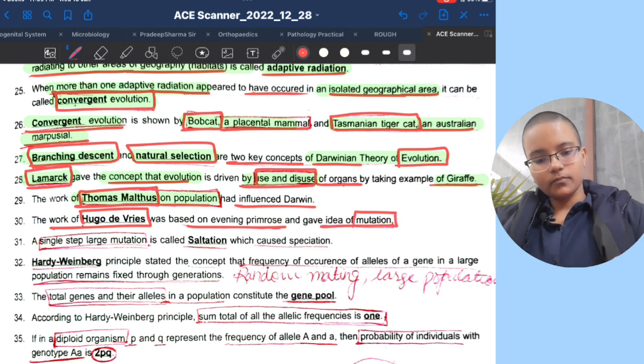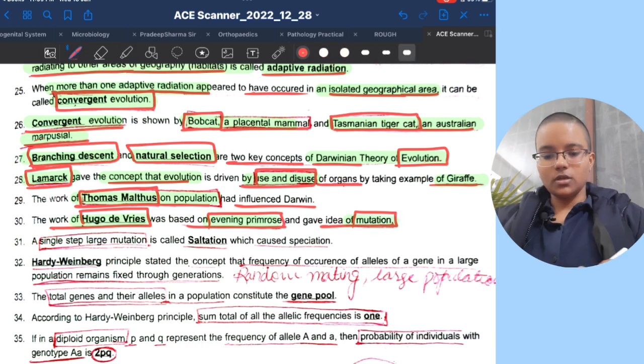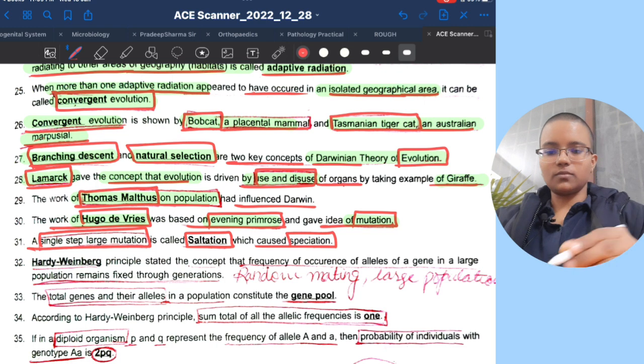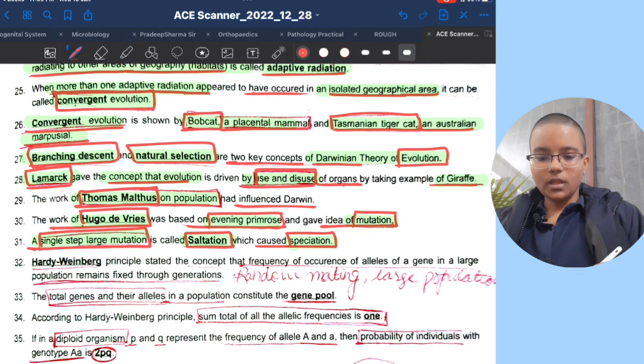The work of Hugo de Vries was based on evening primrose and gave the idea of mutation. A single step large mutation is called saltation, which caused speciation.